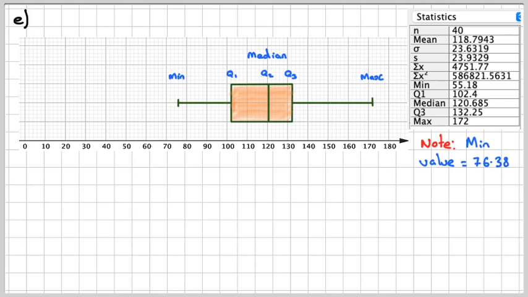However, the min value happens to be an outlier. Okay, so there was an outlier on 55.18. So on a box and whisker plot, that's plotted at the particular point with a cross. Okay, so this has been a video to show you how to draw a box and whisker plot from the data and how to calculate using the standard deviation.